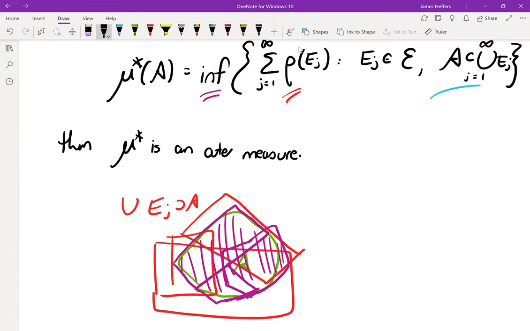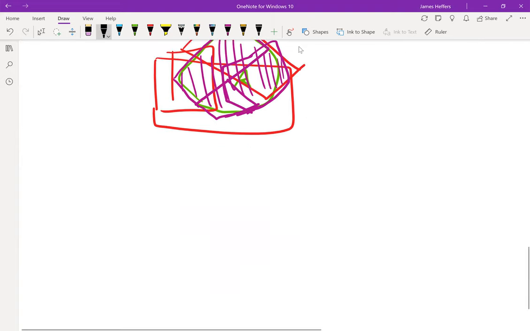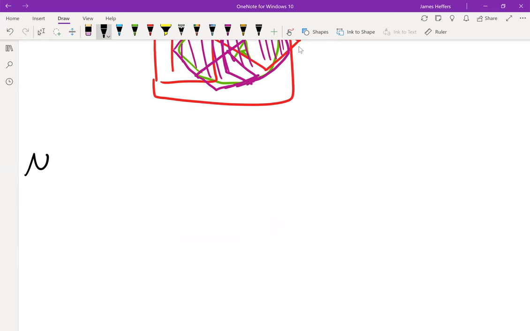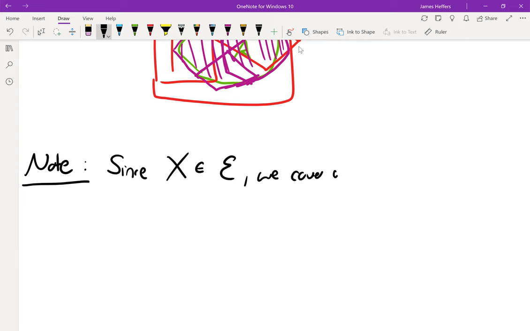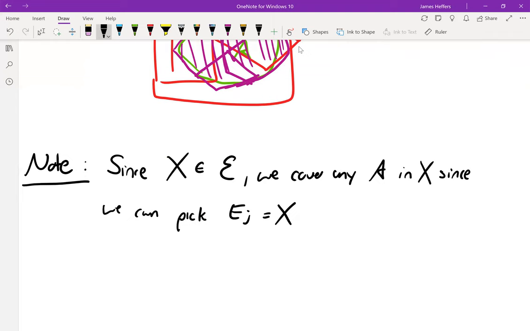So the first thing to note, it's a simple observation, but an important one. Since X itself is an element of our collection, we can cover any A by just letting you pick E_J to be X, and since A is a subset of X, obviously this will cover it. So every set A can be covered by the way we defined our collection E.